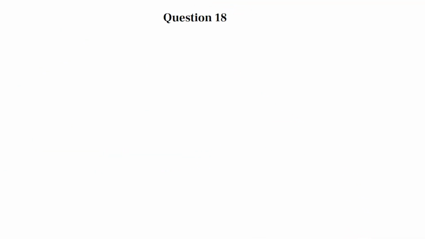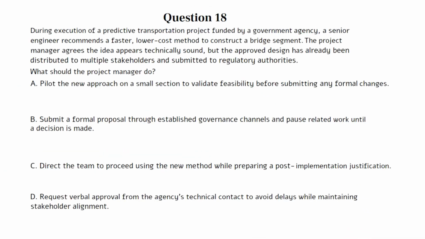Question 18. During execution of a predictive transportation project funded by a government agency, a senior engineer recommends a faster, lower-cost method to construct a bridge segment. The project manager agrees the idea appears technically sound, but the approved design has already been distributed to multiple stakeholders and submitted to regulatory authorities. What should the project manager do?